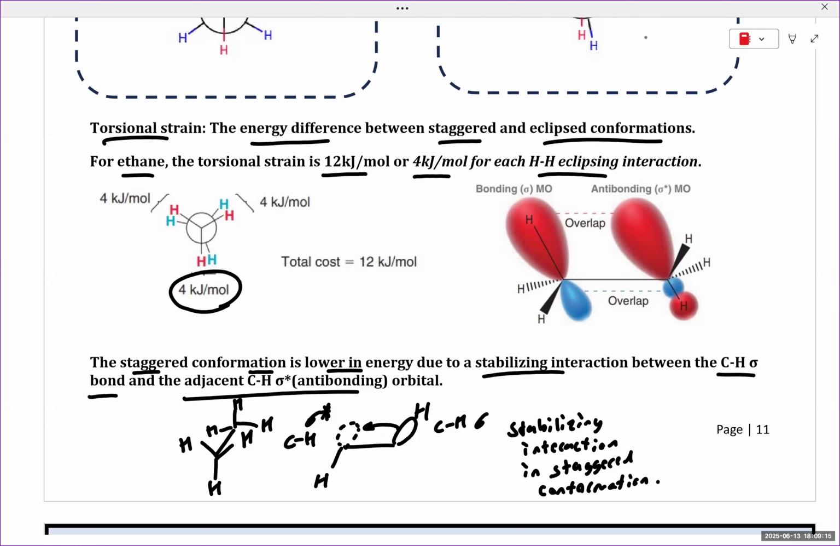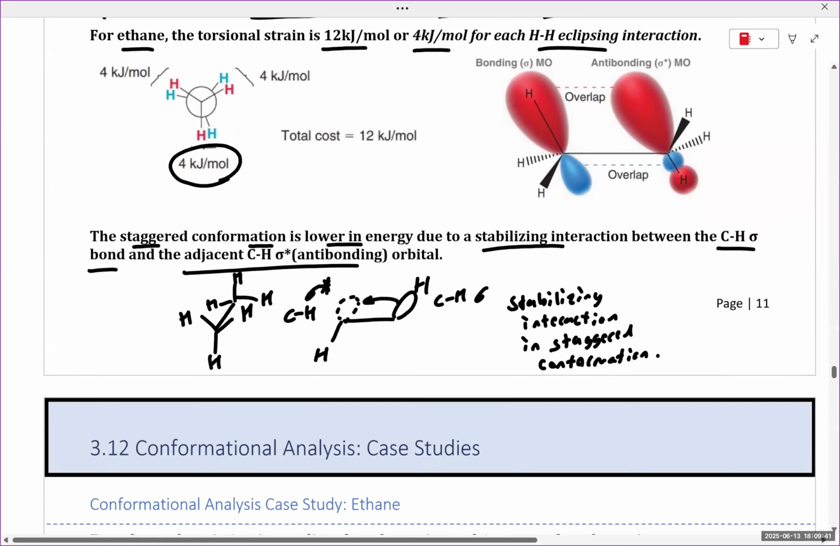So, key takeaways here: staggered conformation, generally going to be lower in energy. Torsional strain is the energy difference between staggered and eclipsed conformations. And generally, the eclipsed conformation is going to be higher in energy, in part because it doesn't have this stabilizing interaction, and because as we start to change substituents, we start to introduce another type of interaction known as a steric interaction.